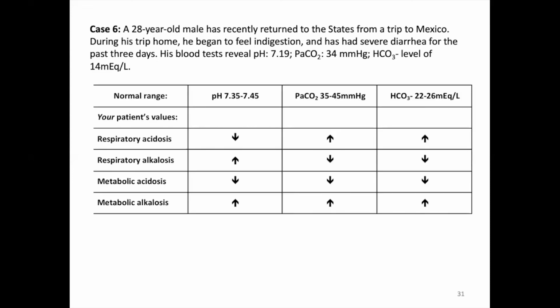Case study number 6. A 28-year-old male has recently returned to the States from a trip to Mexico. During his trip home, he began to feel indigestion and has had severe diarrhea for the past 3 days. His blood tests reveal a pH of 7.19, a partial pressure of carbon dioxide of 34 millimeters of mercury, and bicarbonate levels of 14 milliequivalents per liter. So I want you to fill in your values and determine what exactly is going on with this patient.